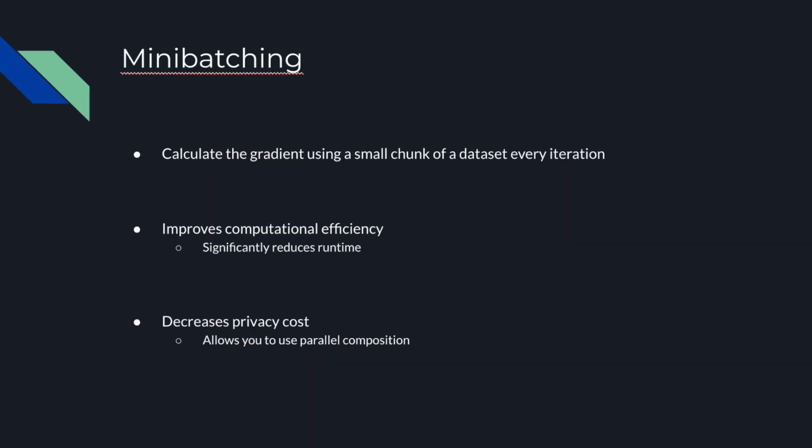The reason I wanted to use mini-batching is because it fixes the drawbacks of noisy gradient descent. Mini-batching helps improve computational efficiency, and it decreases the privacy cost because it allows you to calculate the gradient using a small chunk of the dataset in every iteration, as opposed to calculating the gradient using the whole dataset in every iteration. Doing this helps you significantly reduce runtime, and it also allows you to use parallel composition.